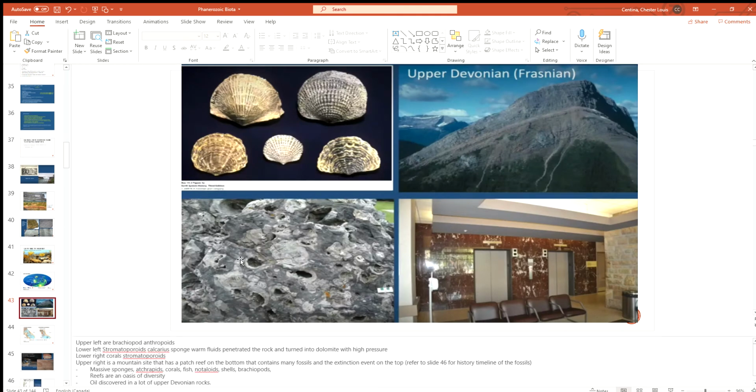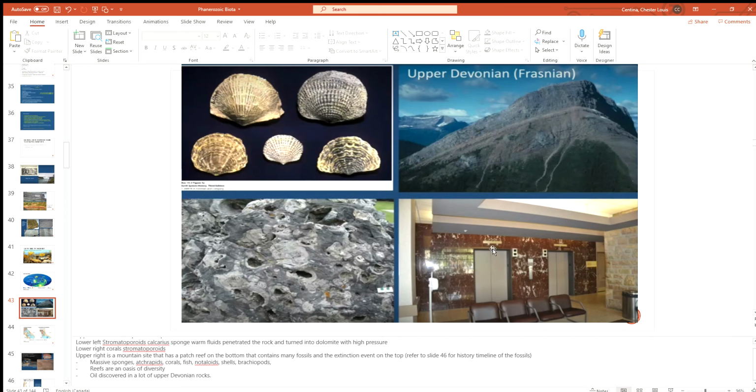Alright, so there is actually a lot here. I will try my best to break it down, but we'll see. Okay, upper left is a brachiopod and theropods. Lower left is a stromatoporoid, a calcareous sponge. Warm fluids penetrated the rock and turned into a diatomite with high pressure. Lower right is a wall of corals and stuff. So there are massive sponges.